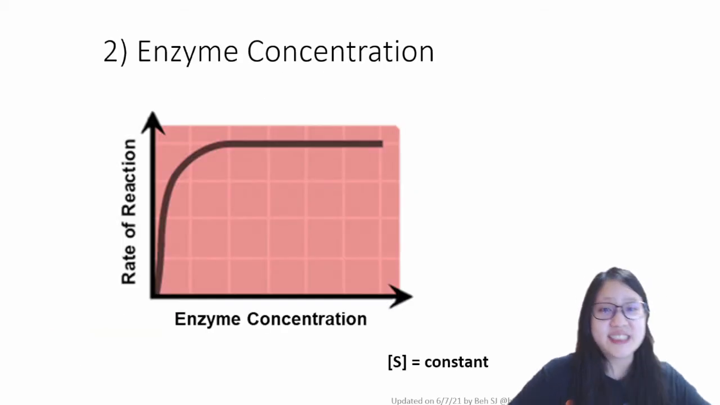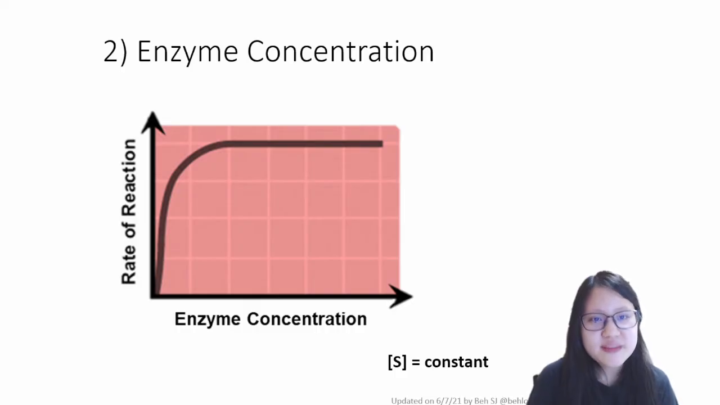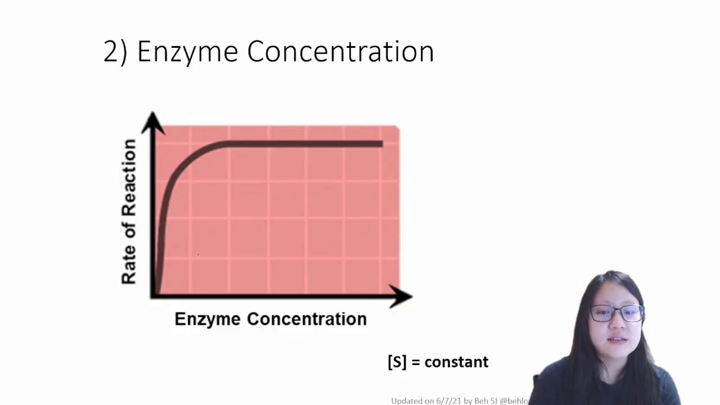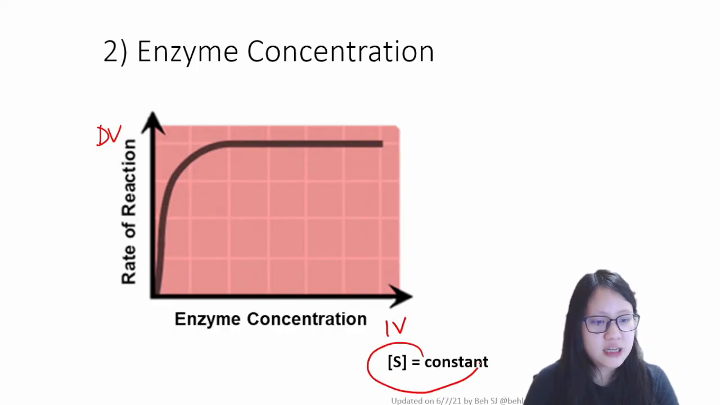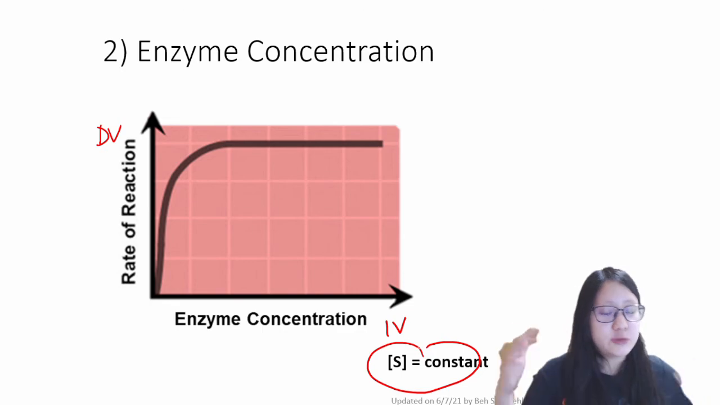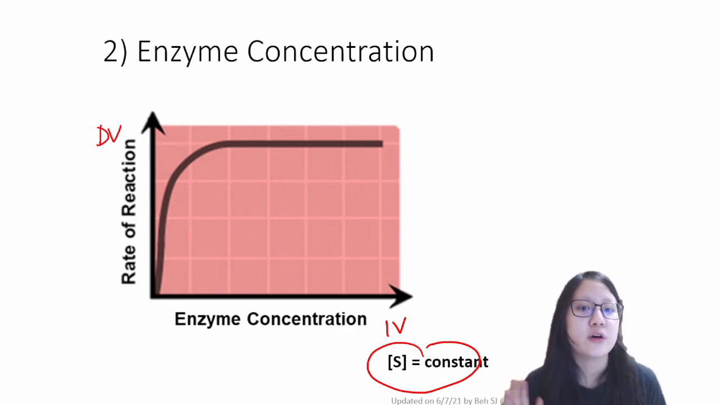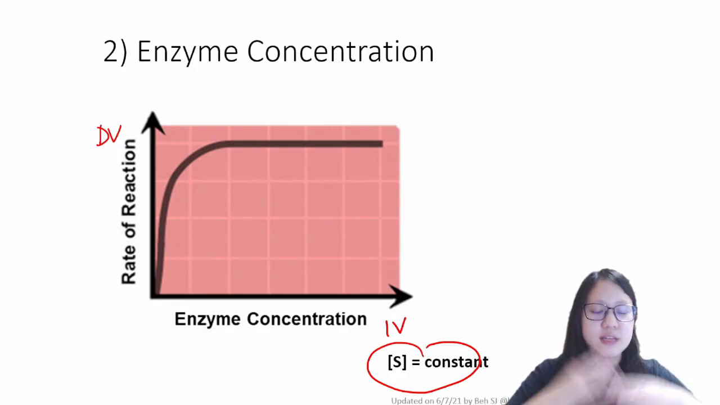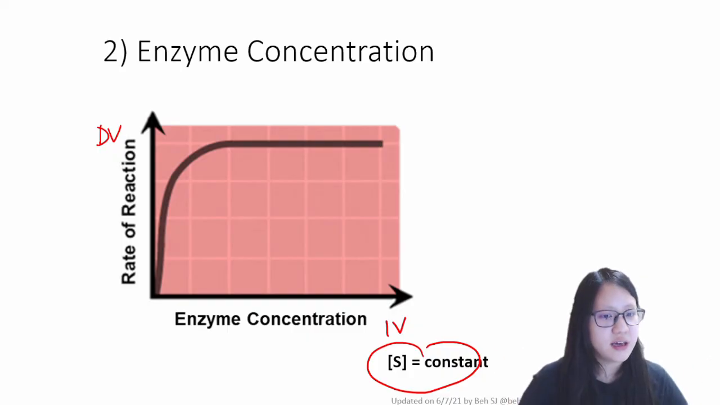We can move on to our next factor that affects the rate of reaction, enzyme concentration. Here is another graph that looks the same but is actually different. If you look at the axes, our independent variable now is the enzyme concentration, and the dependent variable is the rate. So basically, we keep our substrate concentration constant now, and instead of increasing substrate concentration, we increase the enzyme concentration in many, many different experiments, and then we plot this graph.